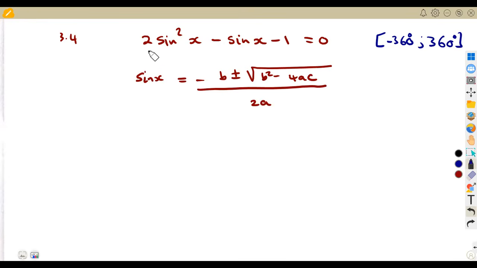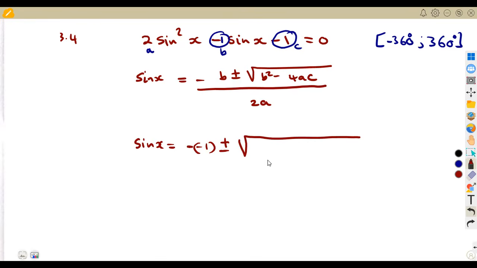Our a is the coefficient of the first term, which is 2. Then the negative sine x gives us b, which is negative 1, and the constant is our c, which is negative 1. So the sine of x is going to be negative b, which is negative of negative 1, so 1, plus or minus the square root of b squared, which is negative 1 squared, minus 4 times a, which is 2, times c, which is negative 1, everything over 2 times a, which is 2 times 2.